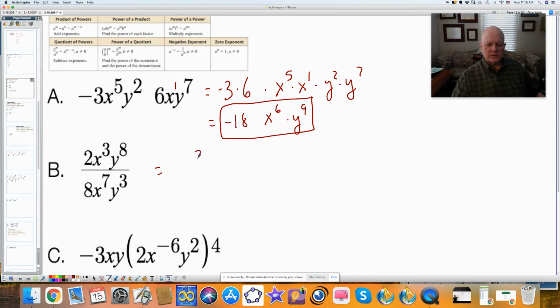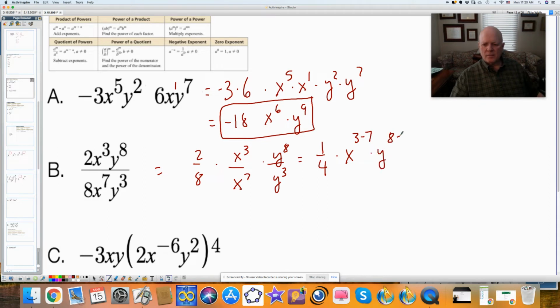Like terms go together. 2 over 8, x^3, x^7, y^8, y^3. These are quotients. We subtract the exponent of the denominator from the exponent of the numerator. So I'm left with 1 over 4 times x to the 3 minus 7 times y to the 8 minus 3, which is 1 over 4, x to the negative 4, y to the 5th.